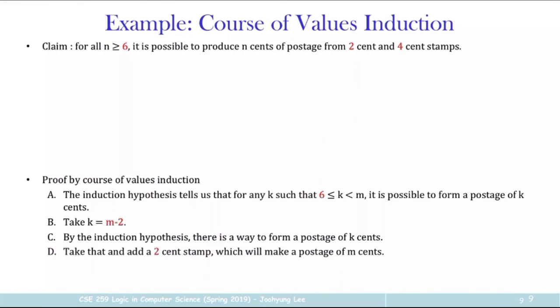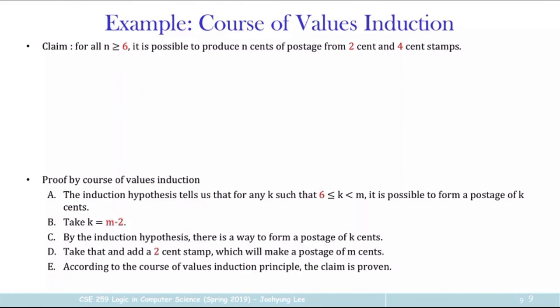Now take that and add a 2-cent stamp. Then m minus 2 plus 2 equals m, so I created m-cent postage. So according to the strong induction principle, the claim is proven. Convincing, right? There's nothing different from the previous one, except for some small number changes.